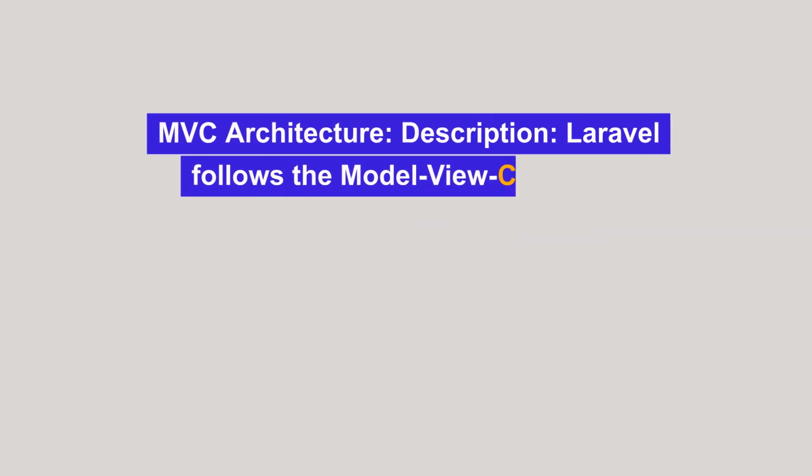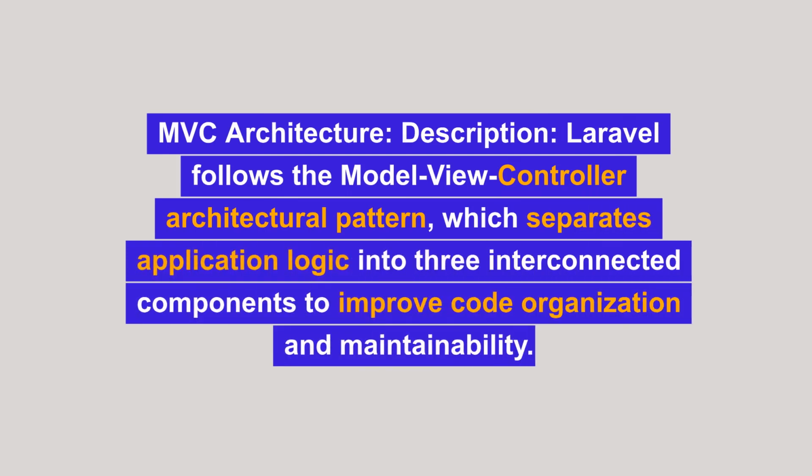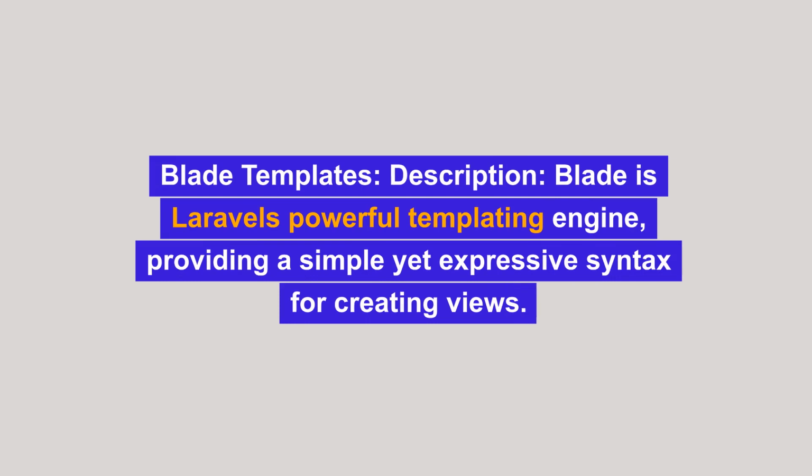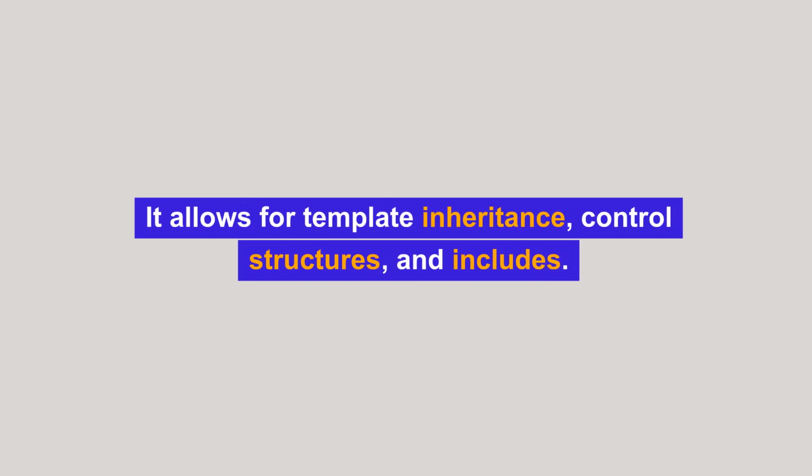Number 1. MVC architecture. Description: Laravel follows the Model View Controller architectural pattern, which separates application logic into 3 interconnected components to improve code organization and maintainability. Number 2. Blade templates. Description: Blade is Laravel's powerful templating engine, providing a simple yet expressive syntax for creating views. It allows for template inheritance, control structures, and includes.